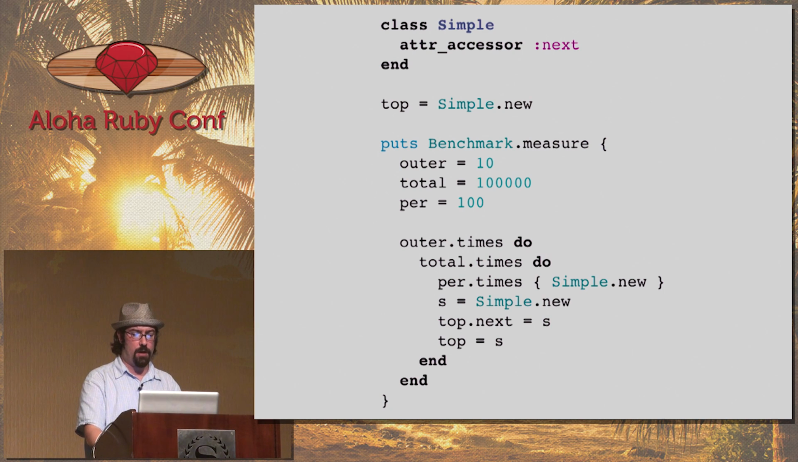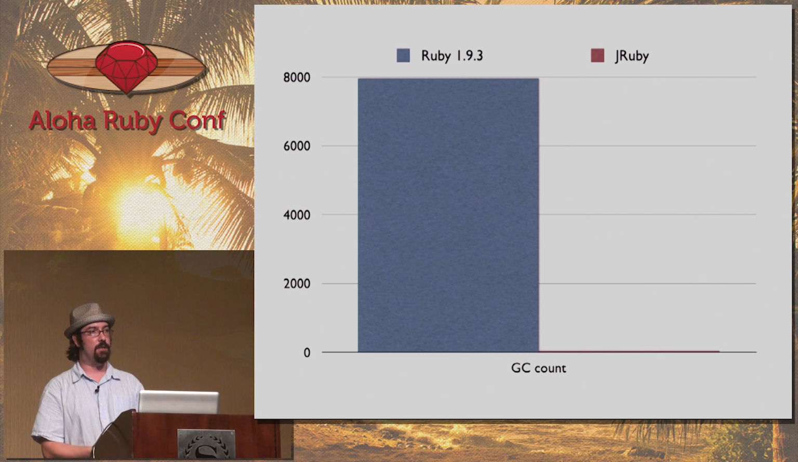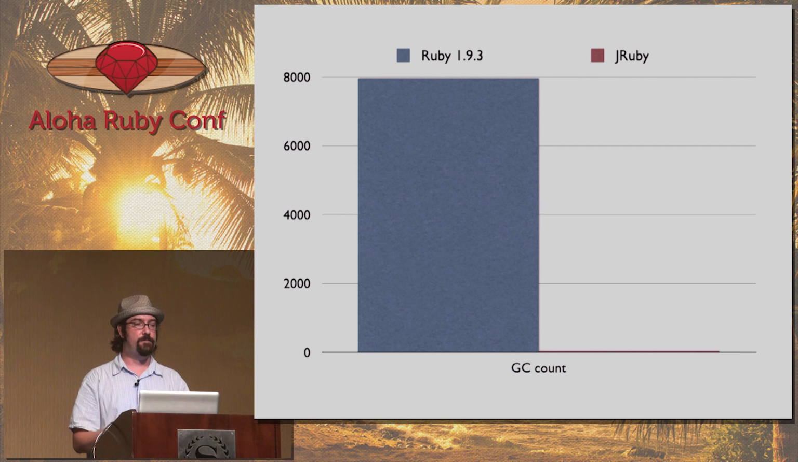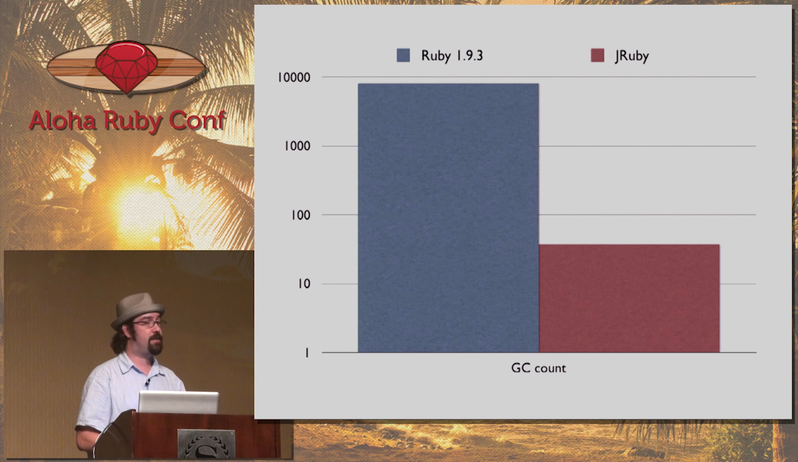And so I went to run this on MRI 1.9.3 and JRuby just to get a general idea of how much garbage collection is happening. And I got something like almost 8,000 collections during this 10, 20-second run of this script. And I threw this into a graph and had to make it logarithmic so you could even see how many garbage collections happened during the JRuby run. It was under 100. It was something like 75 total garbage collections that ran during the entire script. And this is not atypical.